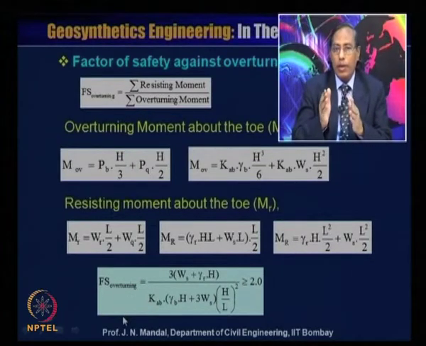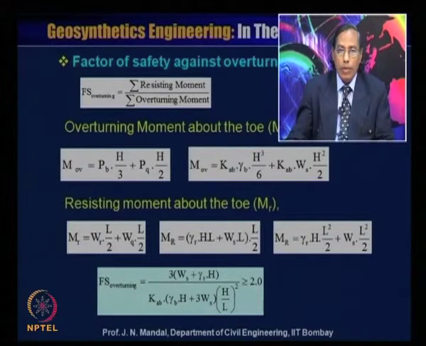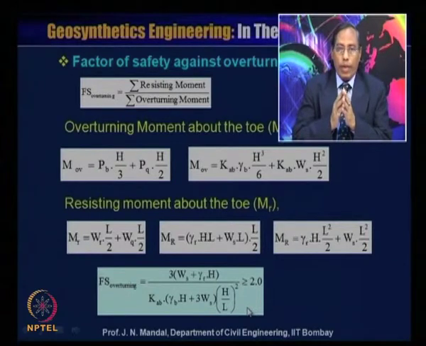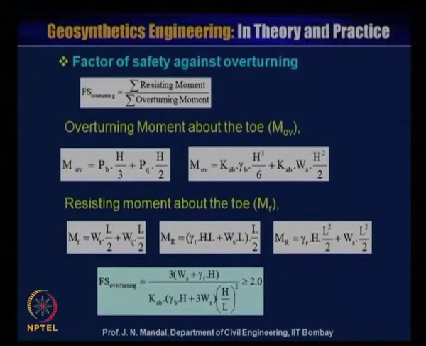You know the equation, factor of safety against overturning is summation of resisting moment by overturning moment. That means MR divided by MOV. So you substitute all these values and you can obtain the factor of safety against overturning, that is 3 into WS plus gamma of R into H, divided by KAB into gamma B into H plus 3 WS into H by L whole square, and this factor of safety value against overturning should be greater than or equal to 2. So it should satisfy this criterion against overturning.